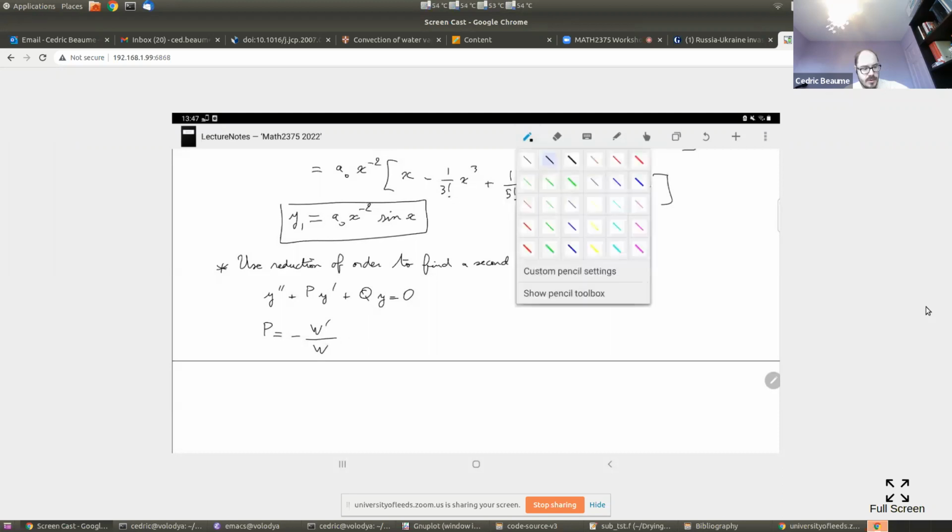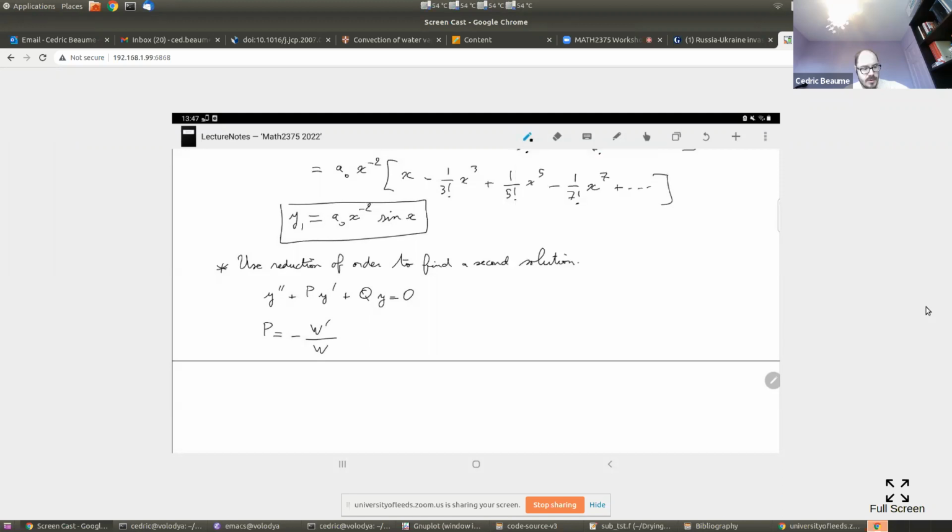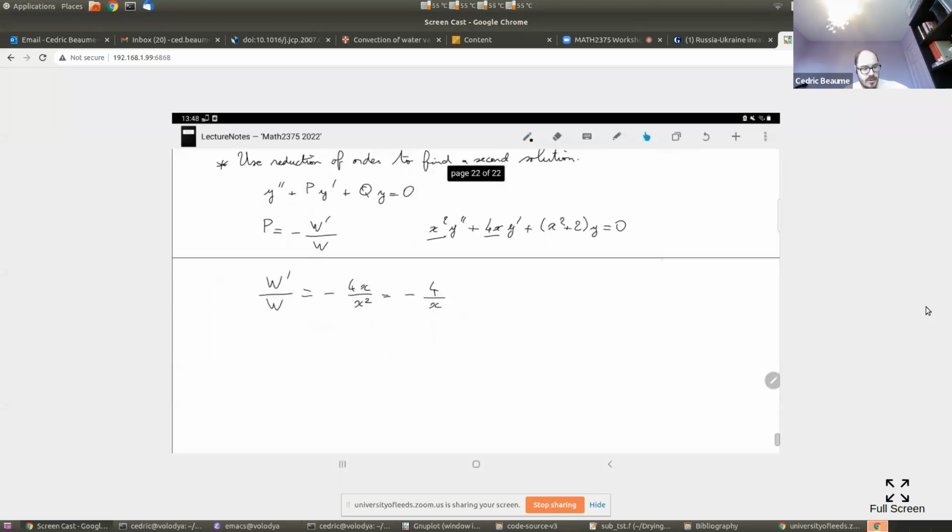And p in the equation that we have, so let me just, where is the equation? The equation is x squared y double prime plus 4x y prime plus (x squared plus 2) y equals 0. That's our equation. So p is 4x divided by x squared. So simple. So what we have here is w prime divided by w equals minus 4x divided by x squared. So I can just say it's minus 4 over x. Apologies, I should have simplified this. The point is just to solve this equation to end up with the Wronskian.